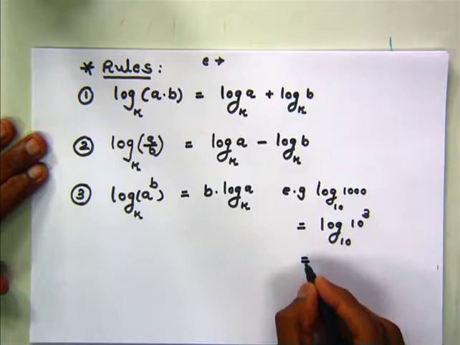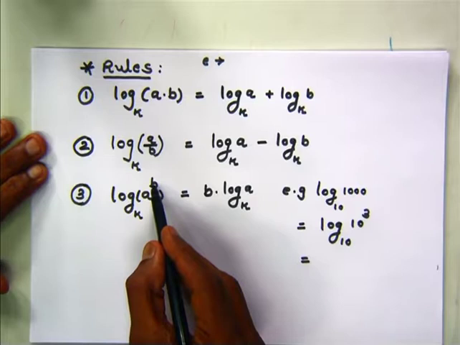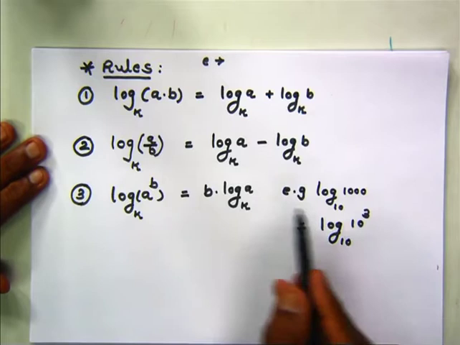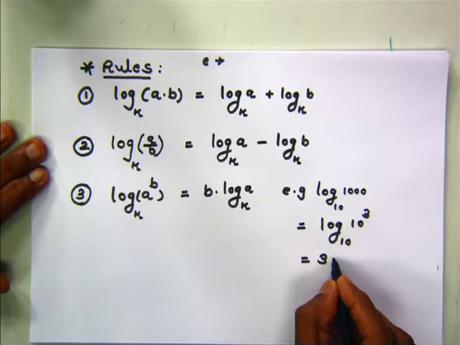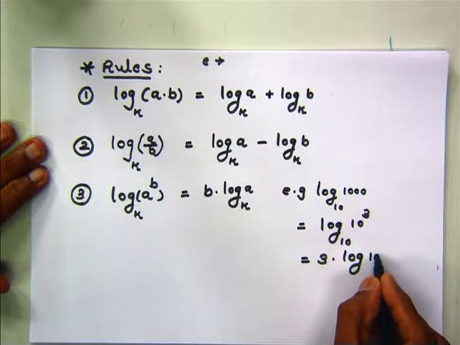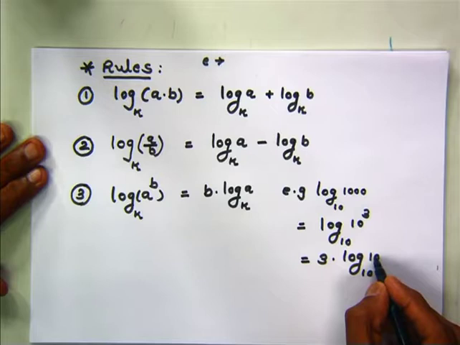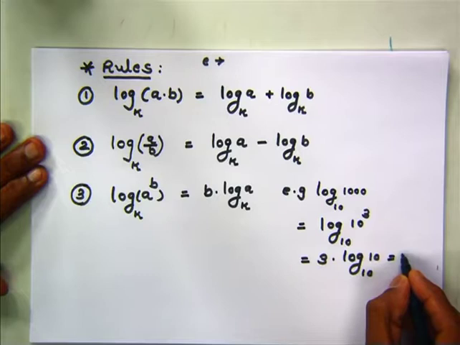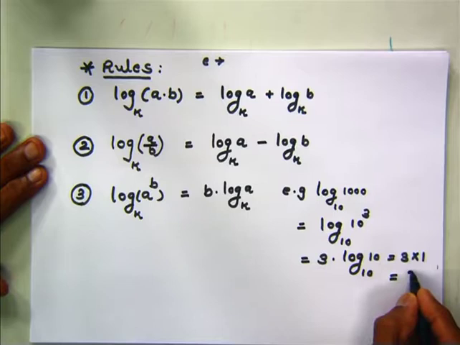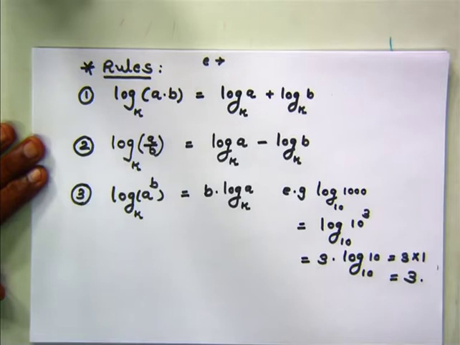The rule says whatever number is there in the power comes in the multiplication. So this is equal to 3 times log of 10 base 10, and we have just seen a few minutes back that logarithm of any number with the same base is 1. So this is equal to 3 into 1, result is 3. So that is the third rule.